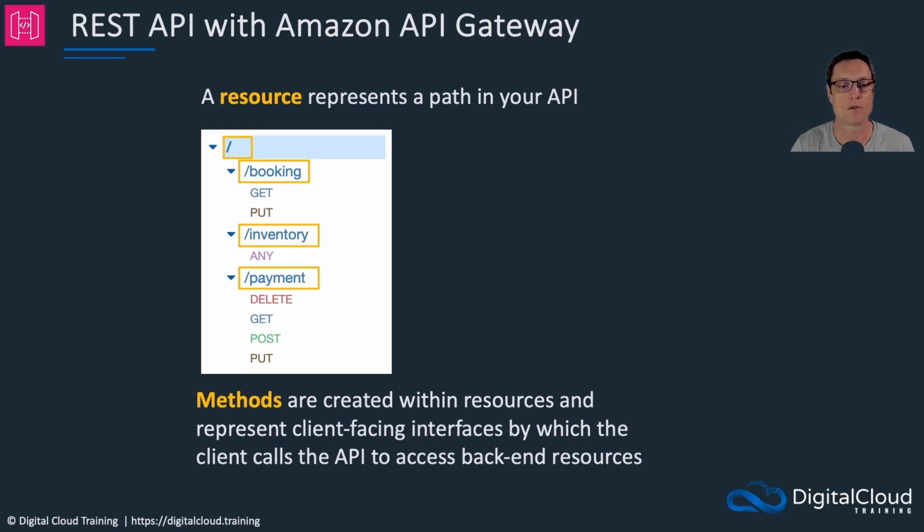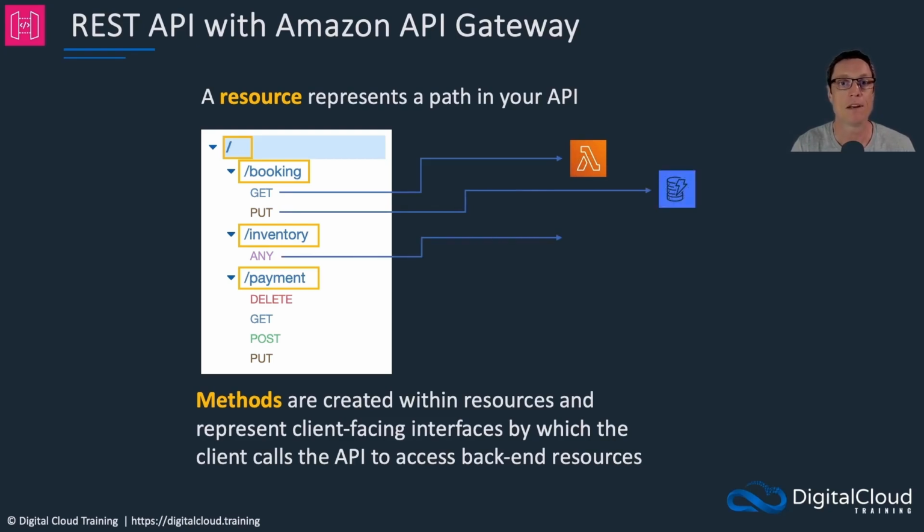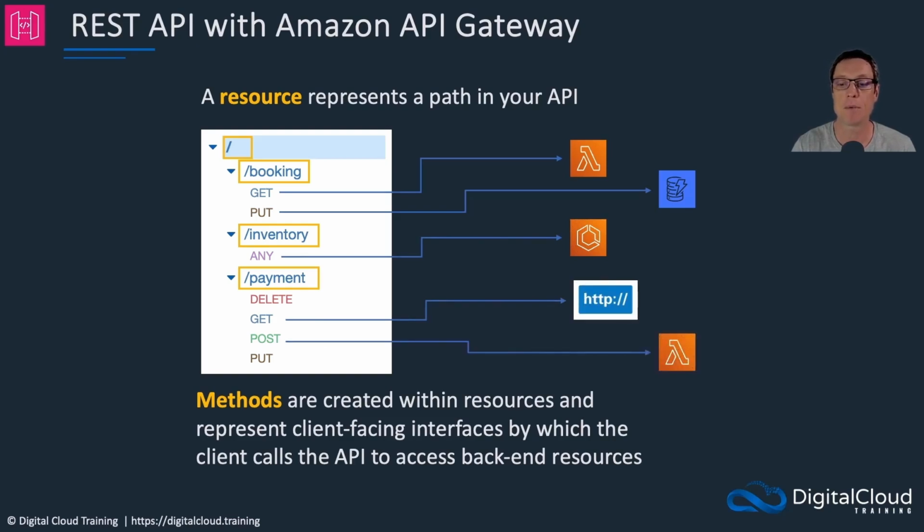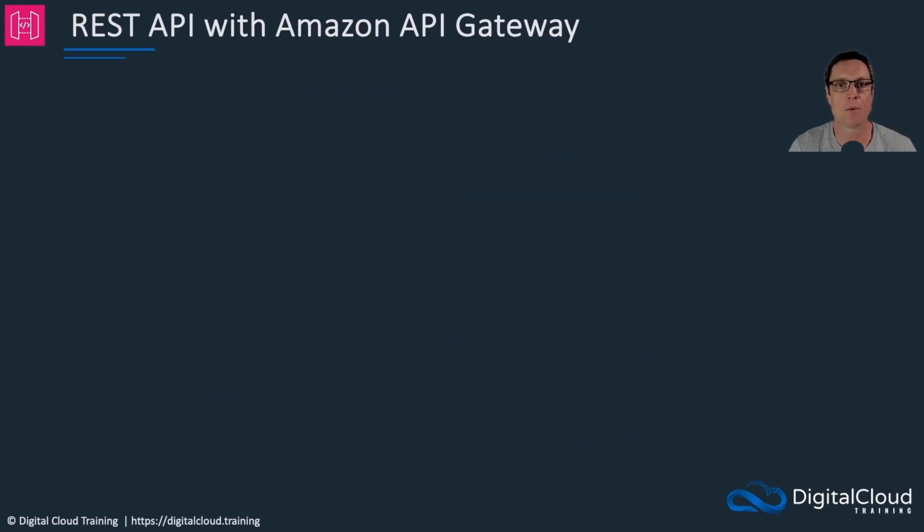Within each of those resources, we then create the methods. So you can see those here like get and put and post and delete. These are HTTP methods. So now when we want to retrieve booking information, the application is going to issue a GET request to the booking resource. And of course, we can then integrate each of these methods to our backend microservices, databases, and so on. And it supports a variety of different endpoints. We've got HTTP endpoints here, we've got Lambda, we've got ECS, we've got DynamoDB, and of course it does support more than this. Let's have a look at another example to put this together.